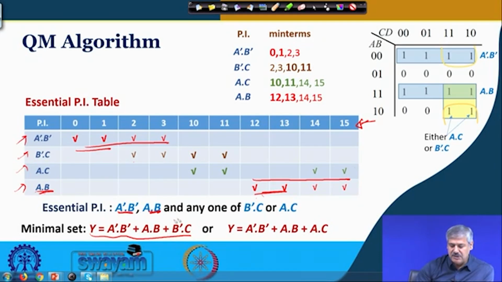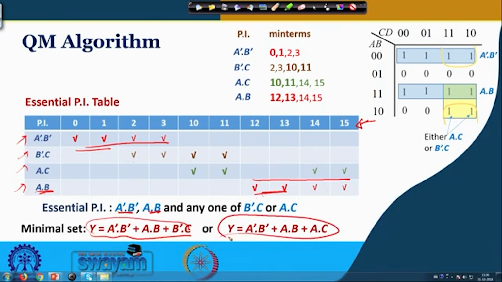Okay, and we can get one minimal set like this, another minimal set like this. So, these are the two possible solutions with similar complexity from the QM algorithm for the given example. And we can examine whether this is okay or not by the K-map based simplification that we are already familiar with. So, if we map the min terms in the K-map, this is how it would look like, okay.